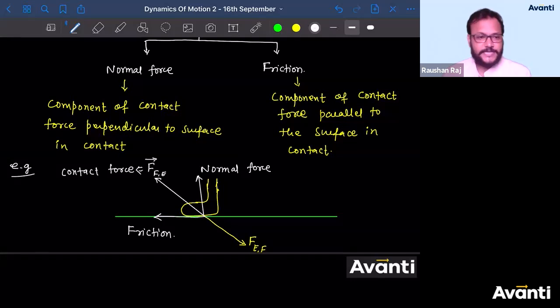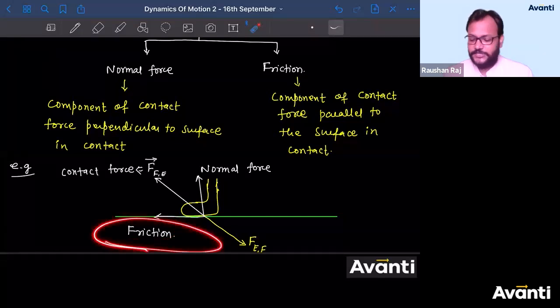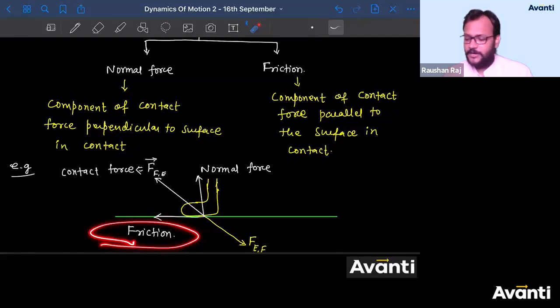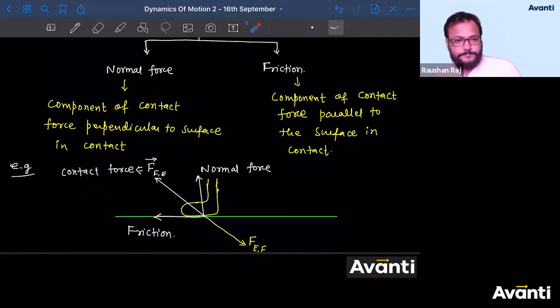I have taken one example when you try to walk. So while walking, what are the forces that will act? I have shown it here. So this friction we'll study after 6 to 8 classes. Normal forces and all we'll study in the coming lectures.